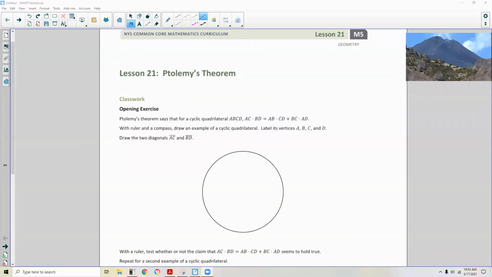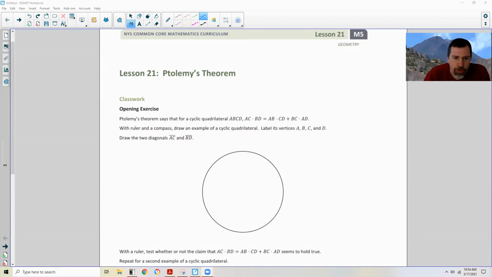Lesson 21, Ptolemy's Theorem. Okay, opening exercise. Ptolemy's theorem says that for a cyclic quadrilateral ABCD, AC times BD, that'd be a diagonal times a diagonal, equals AB times its opposite side CD plus BC times its opposite side AD. So it says with ruler and a compass, draw an example of a cyclic quadrilateral. Label its vertices A, B, C, and D, and draw the two diagonals AC and BD.